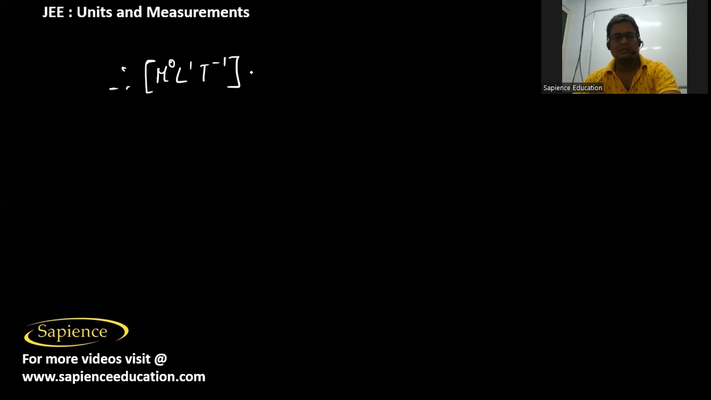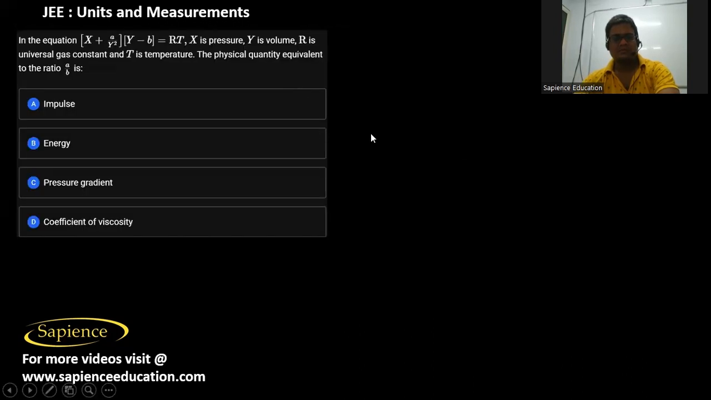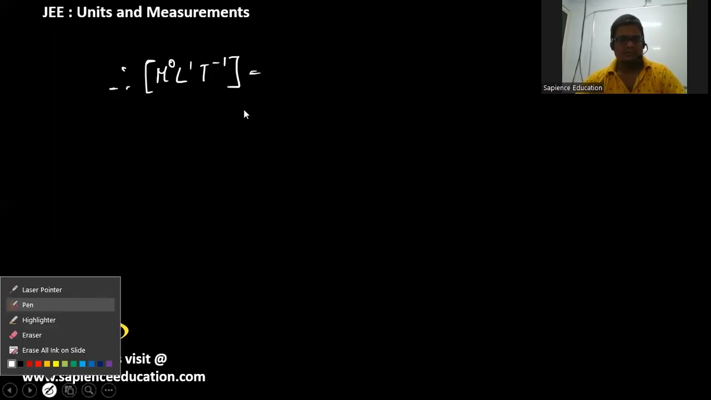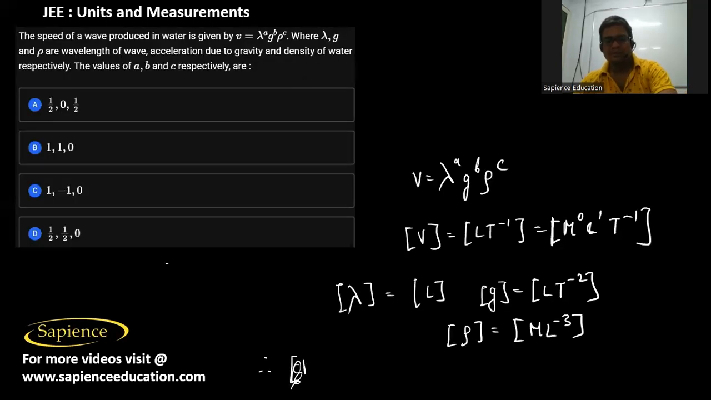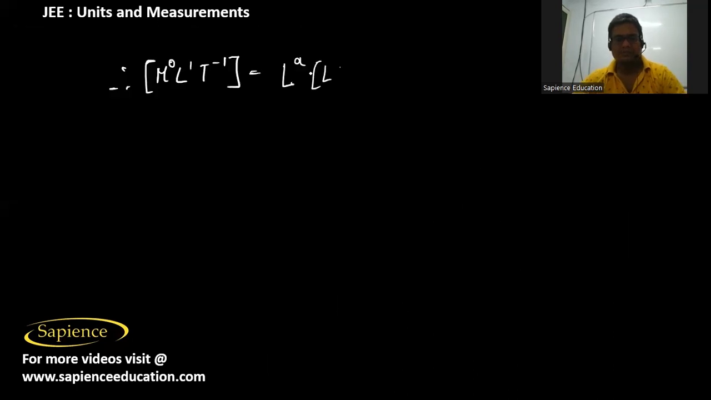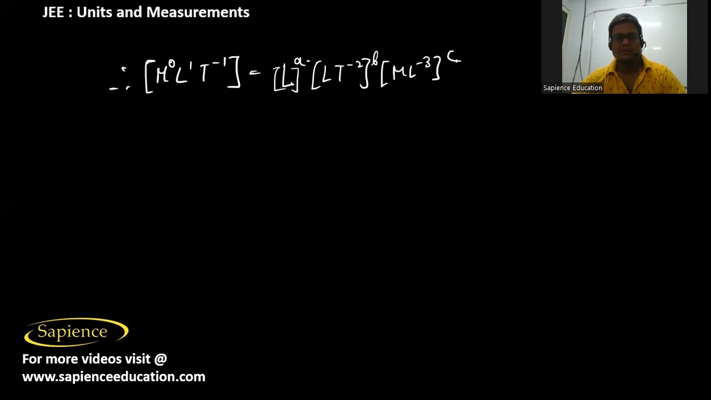So that is equal to lambda power A, g power B, rho power C. L power A, g power B, which is (L t power minus 2) power B into rho, that is (M L power minus 3) whole power C. So it means this will come M power C L power A plus B minus 3C into t power minus 2B.